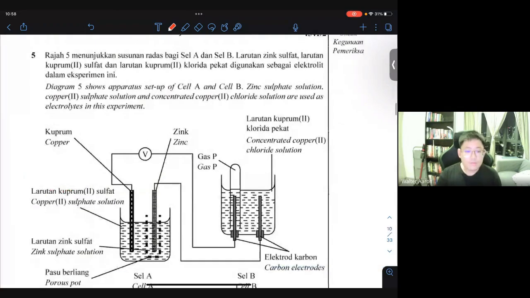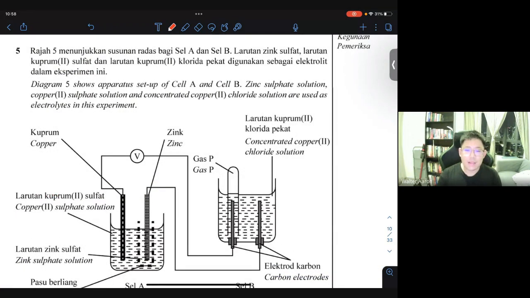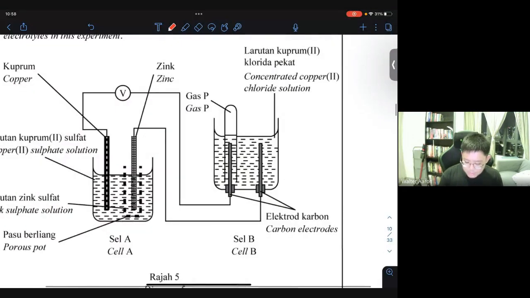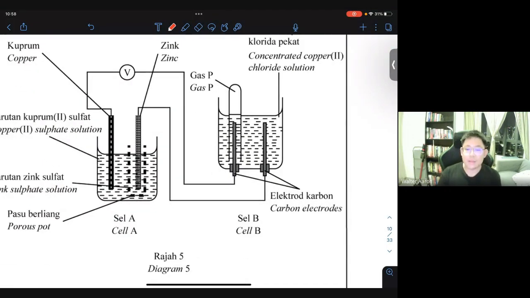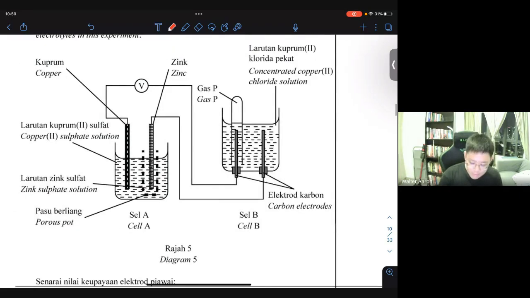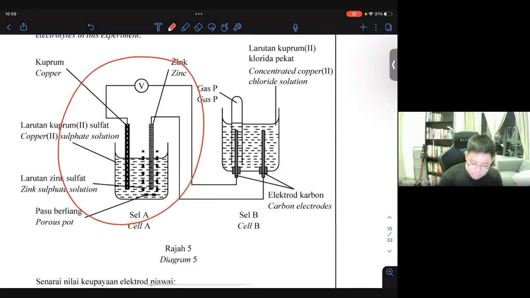Question number 5. Diagram 5 shows an apparatus set up for cell A and cell B. Zinc sulfate solution, copper 2 sulfate solution, and concentrated copper 2 chloride solution are used as electrolyte in this experiment. If you don't know what's going on, technically speaking, cell A and cell B are different cells, okay? So it's actually 2 different sections. For cell A, it's supposed to be a chemical cell or a voltaic cell. For cell B, it's supposed to be an electrolytic cell, okay?